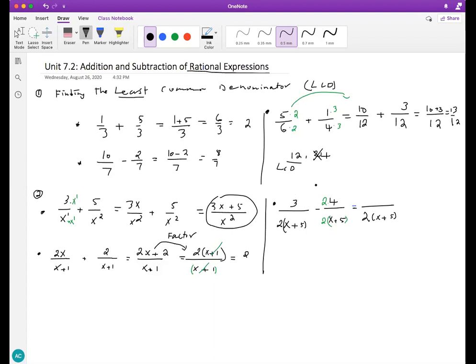And again, subtract the tops. 3 minus 8, which is basically -5 over 2 times x plus 5. As always, try to reduce your final answer. Nothing cancels here. If we had, for example, let's say 4 over 6, we would probably reduce that. But in this case, everything is factored. So this is already factored, 2 times this and this. Nothing cancels out. So that's your final answer to that.